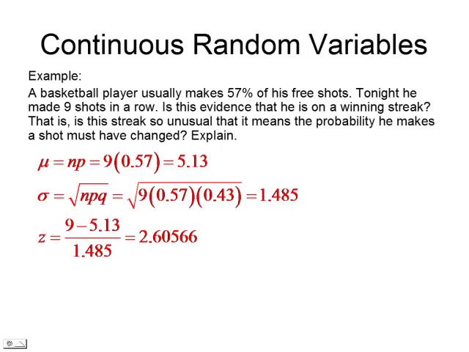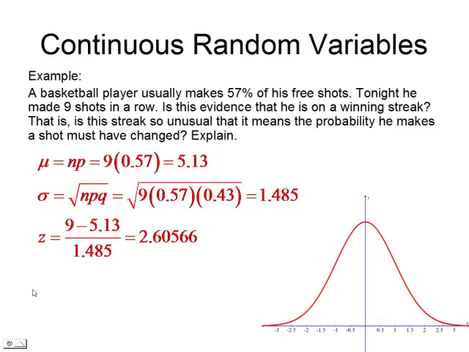Again, we're going to find our mean and standard deviation. Our number of trials is 9. The probability of success is 0.57, so the mean is 5.13. Our standard deviation is the square root of 9 times 0.57 times 0.43, which is 1.485. Using z, we have 9 minus 5.13, divided by 1.485. The reason I'm using 9 is that he made 9 shots in a row, so that was 100%. z equals 2.60566. Drawing our normal model, shading at 2.6 and everything to the right, we get 0.005.